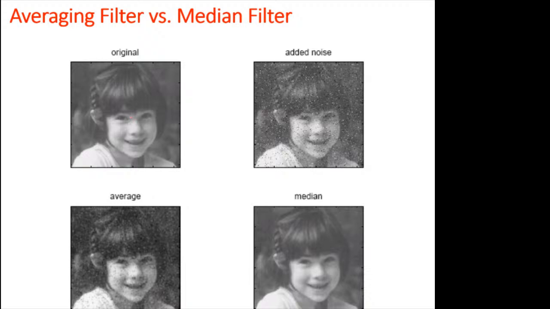Example, here noise has been added, salt and pepper noise has been added to this image in MATLAB only. Natural नहीं है ये actually add कर दिया हमने, just to simulate the environment of salt and pepper noise. We have added this noise using MATLAB, and then we have applied the average filter.